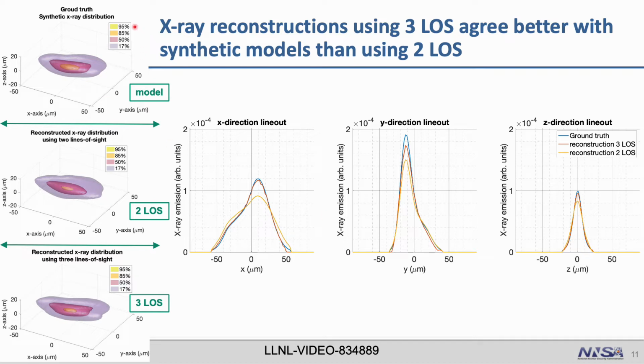And here, on the left, is just to recap the three models we have just shown. In order to quantify the reconstruction quality better, we plot here the XYZ central lineout, where the blue solid line is the ground truth, the red one is the reconstruction using three lines of sight, and the yellow one is the reconstruction using two lines of sight. As we can see, overall, using two and three lines of sight, we can reconstruct the lineout with similar shape, but using three lines of sight, the central lineout agrees much better with the ground truth than using two lines of sight.